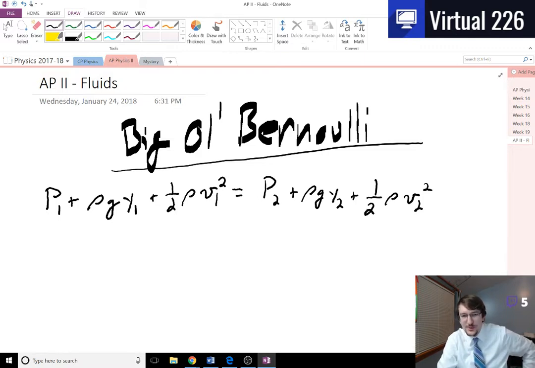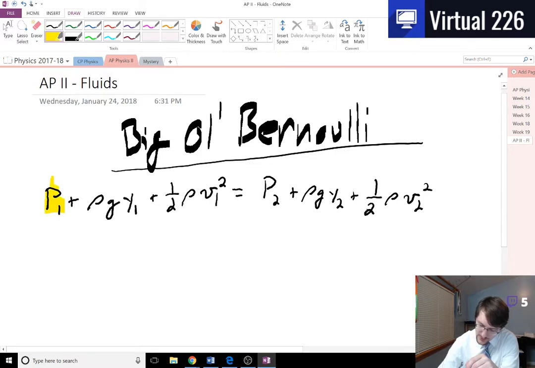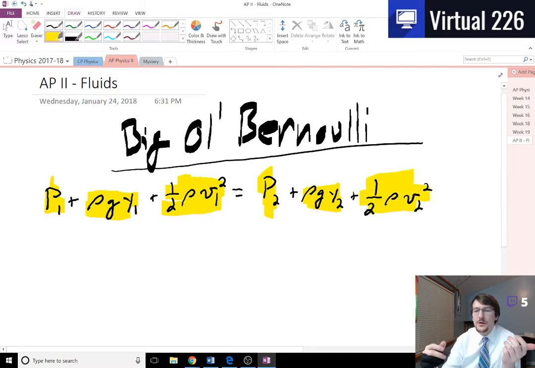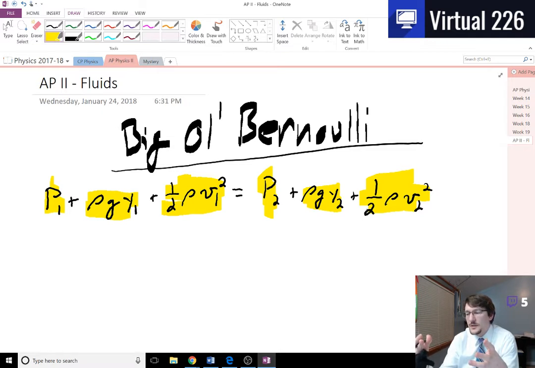So for big old Bernoulli, we've got this giant equation which is essentially relating pressures on the sides of some tube. It's looking at work done due to height differences in that tube, and it's all being related to the kinetic energies as well. We know that for fast-moving fluids, the pressure around those regions decreases.